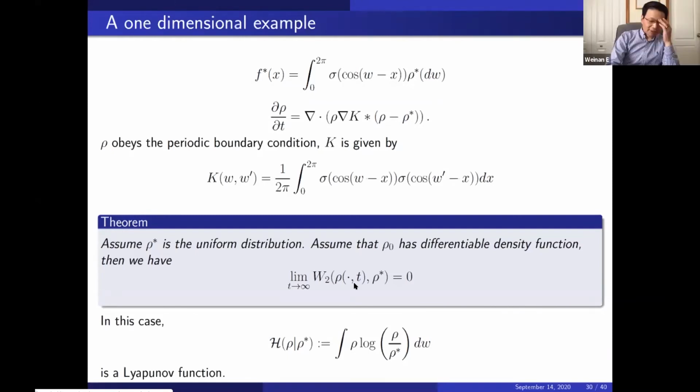Okay. So it says that if your target function has uniform distribution, so this is a very special case, rho star is uniform, then there's nice convergence. That's because in this particular case, this entropy is a Lyapunov function. So this is a very special case. It's one dimension. It's when rho star is uniform.